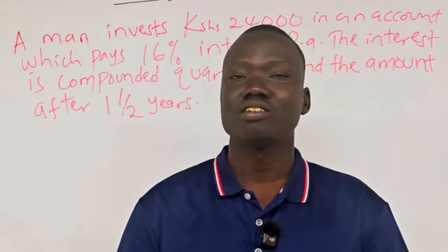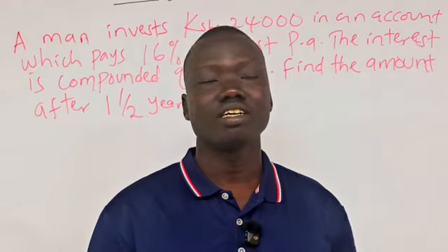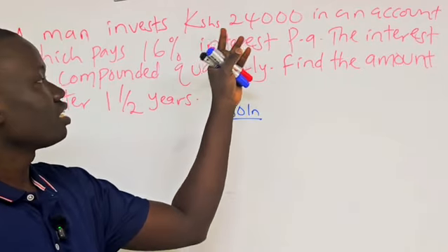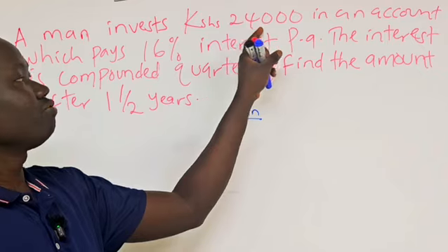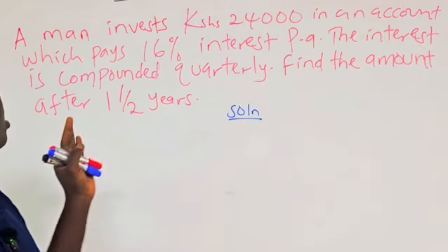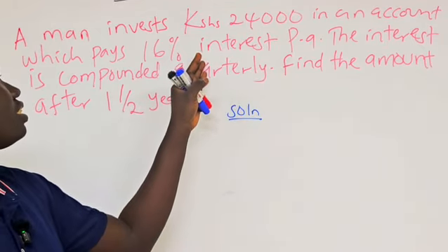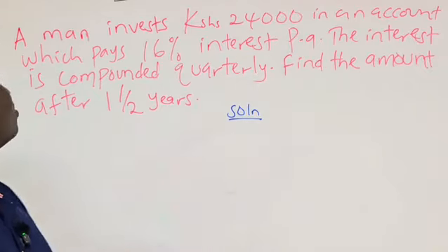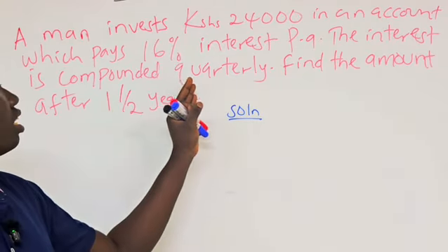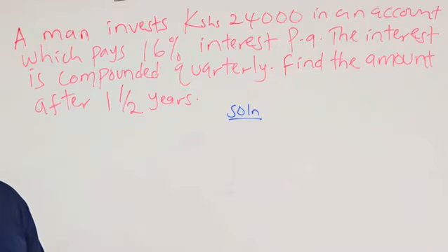Dear student, please take a look at this question. Invest Kenyan shillings 24,000 in an account which pays 16% interest per annum. The interest is compounded quarterly.